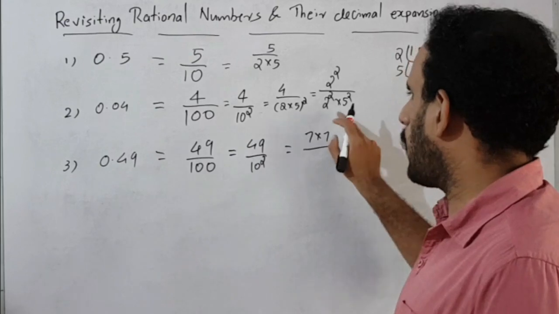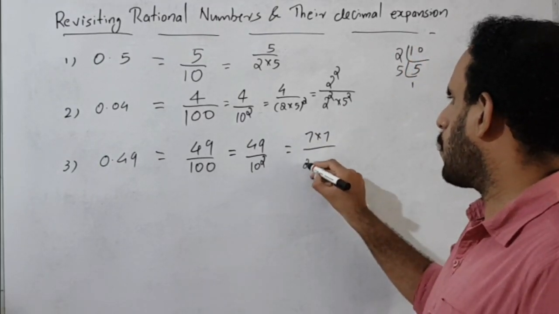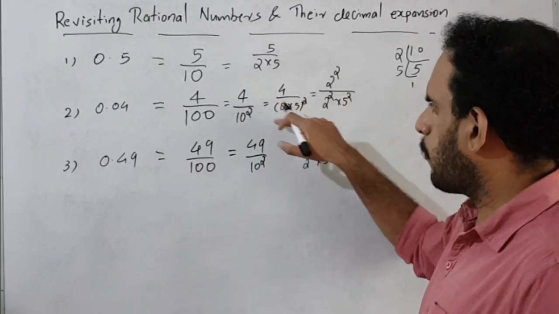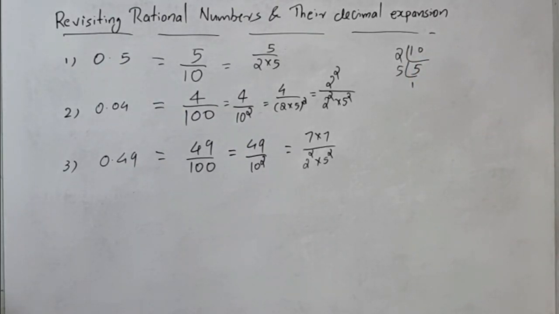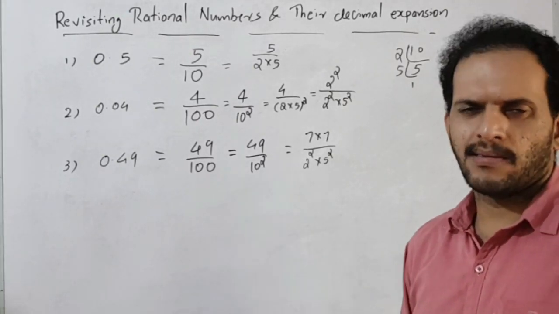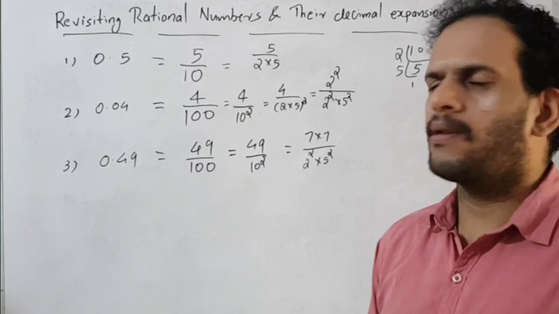How do you write this one? 10 square is possible to write as 2 square into 5 square. The same, we avoid one step, that much only. Then we got the factorization of the denominator and numerator like this, correct? Then after, we cancel the common factors in the numerator and denominator.